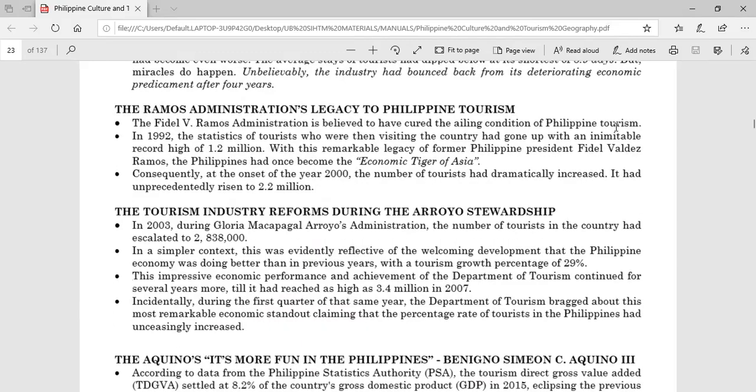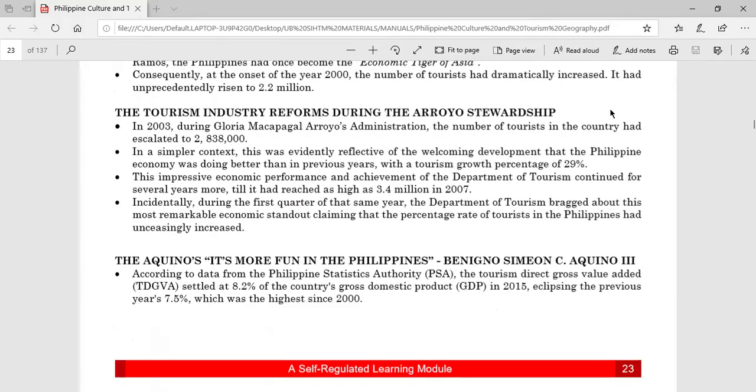All right, so let's dive into the notable people that contributed a lot to Philippine tourism. So the first one is the Ramos administration. This is the era when the Philippines was tagged as the economic tiger of Asia, and it's because again of Fidel V. Ramos. All right, and they also believe that he has cured the ailing condition of Philippine tourism during that time.